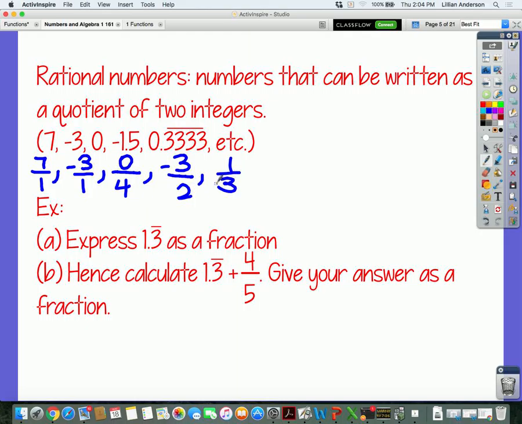Okay? So all of these are examples of rational numbers. It's any number that can be written as the quotient of two integers. 7 is an integer, 1 is an integer. -3 is an integer, 4 is an integer, all these are integers. Okay? So, let's look at this example.